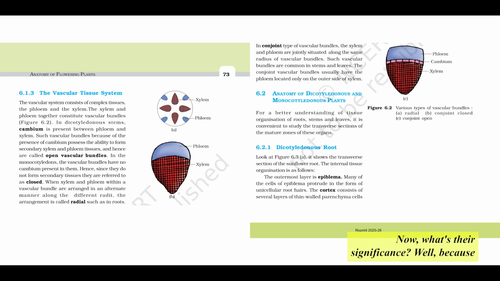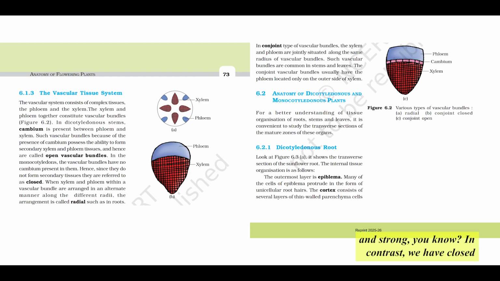Now, what's their significance? Well, because the cambium is present, these bundles possess the amazing ability to form secondary xylem and secondary phloem tissues. This whole process leads to an increase in the girth or thickness of the plant, something we call secondary growth. It's like an open road, allowing for future expansion. It's what allows trees to grow massive and strong.